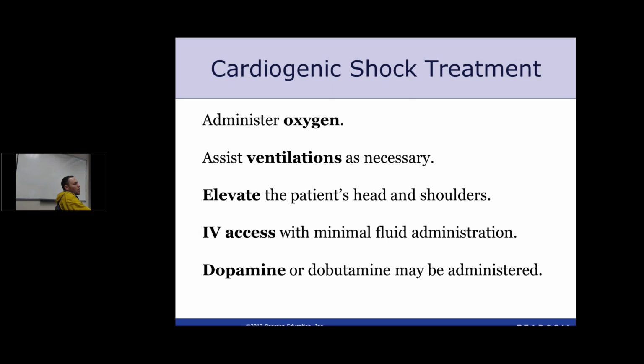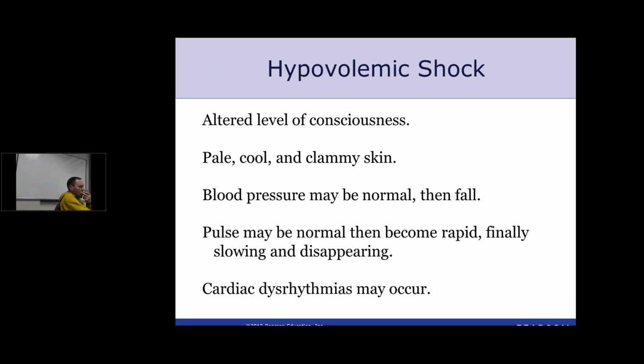So in cardiogenic shock, you want to improve all the parameters that you can, right? Administer oxygen, assist ventilations, elevate the patient's head and shoulders, IV access, dopamine is going to help with that pump, right? Help with contraction, and get that inotropic effect.